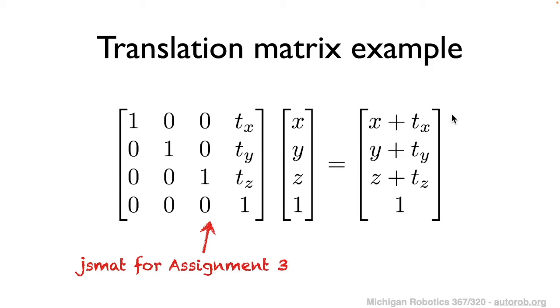The reason that this is a translation is just that these element-wise translation elements tx, ty, tz are added to the original vector x, y, z. And that corresponds, like we talked about in vector addition, to a translation.